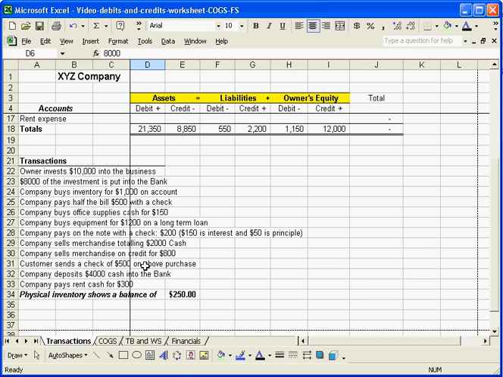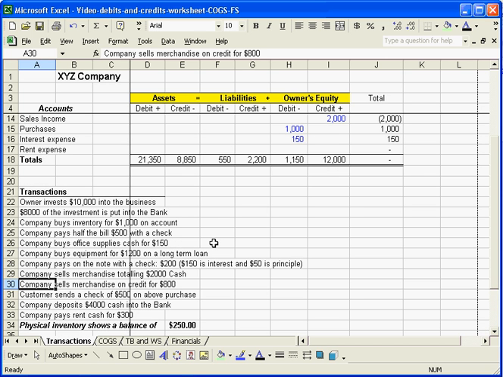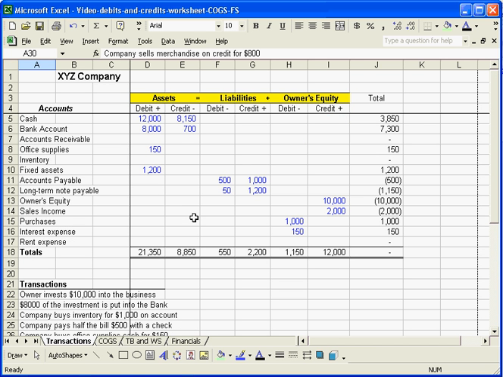Now, the company sells merchandise again, but this time not cash, but we're going to sell on credit. Somebody wants to buy $800 worth of our merchandise, but we're going to sell to them on credit. And what does that mean? That means that we are creating a receivable. Somebody owes us money, not a payable. A payable is when we owe somebody money, and the receivable is when someone owes us, and then we're waiting for the payment.